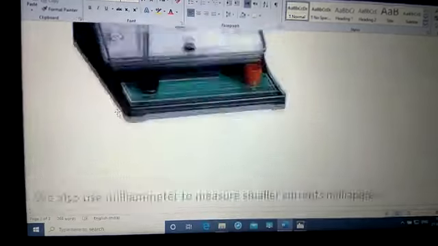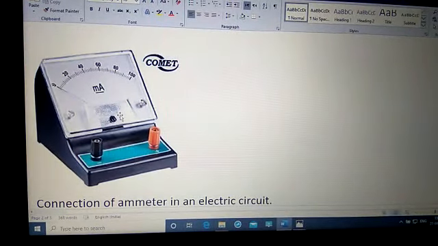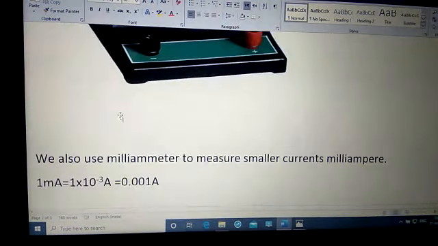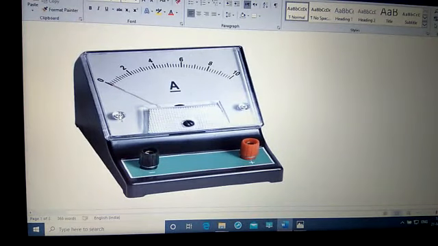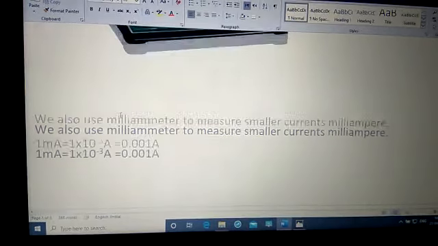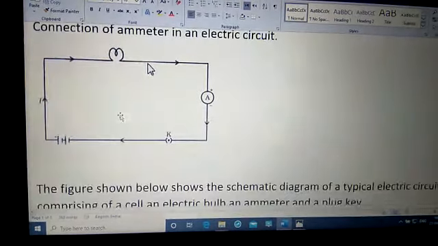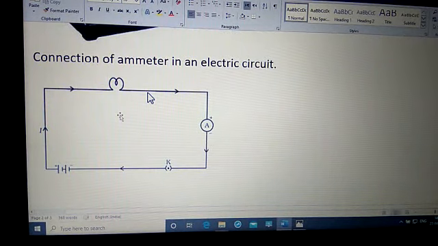So in our lab we have both ammeter and milliammeter. During practicals we'll see the connection of ammeter in the circuit. Fine. Next, connection of ammeter in an electric circuit. How are we going to connect the ammeter in the electric circuit?